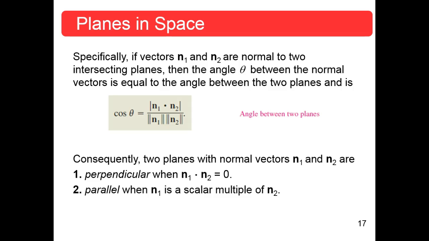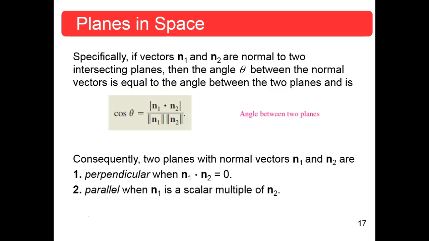Consequently, 2 planes with normal vectors n1 and n2 are perpendicular when the dot product is 0, because then your cosine of 90 would be 0, so pi halves. Parallel when n1 is a scalar multiple of n2, because then the angle theta would be 0. I'm sorry, I said that backwards, didn't I? Parallel when they're scalar multiples. Then, yeah, because then the cosine of theta is equal to 1, and the cosine of 0 is 1. That's what I was trying to say. I said the wrong thing.